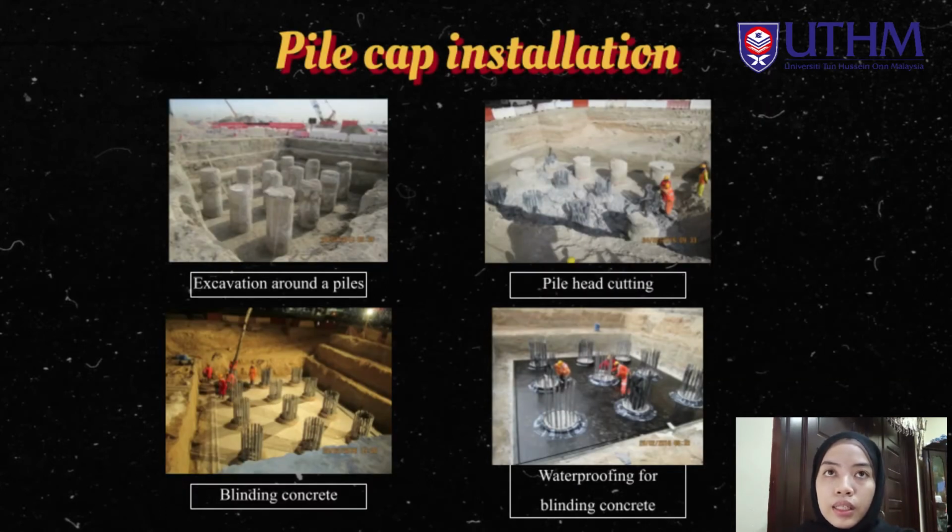Next slide is pile cap installation. Start with excavation around the pile, then pile head cutting for the pile cap, then blinding concrete. Fourth is waterproofing for the blinding concrete.